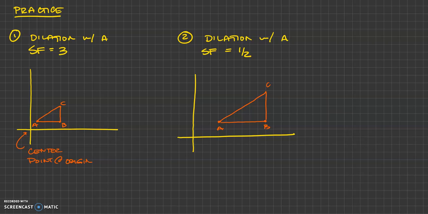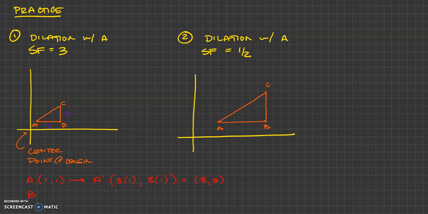One way to start looking at this is we see there's 3 units there, and there are 2 units there. One helpful thing to do would be to say A is at 1, 1, and we know that A prime is going to do this: 3 times 1, scale factor of 3, and 3 times 1. So what's A prime going to be? It's going to be at 3, 3.